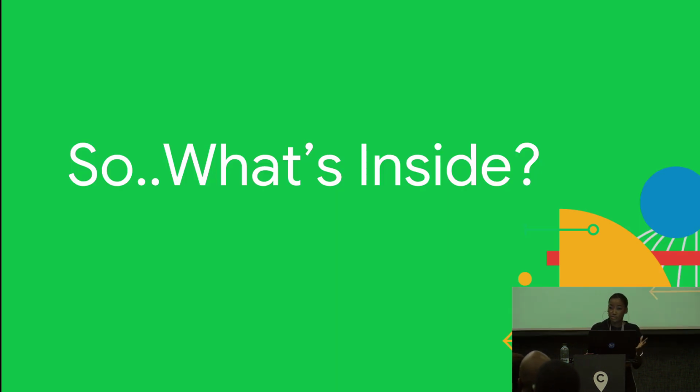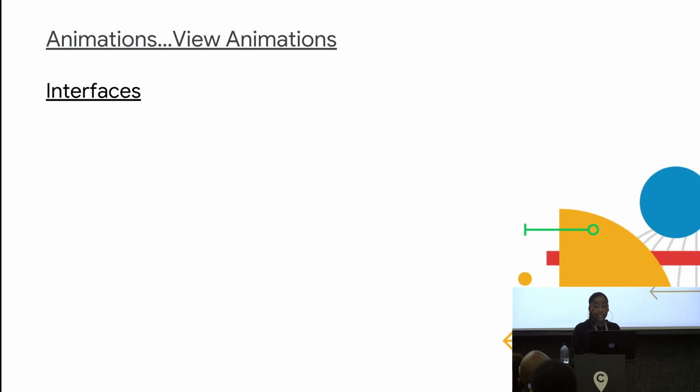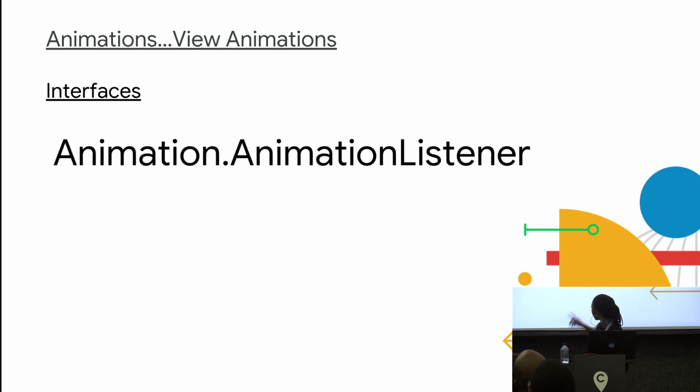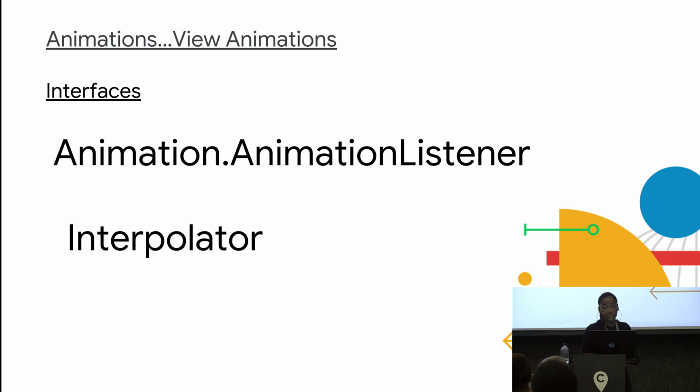So what's inside this package? It has the Animation.AnimationListener, and these are the interfaces that can be found there. And it has the Interpolator. An interpolator defines the rate of change of an animation. I'm sure if you did physics, this might make some sense to you.